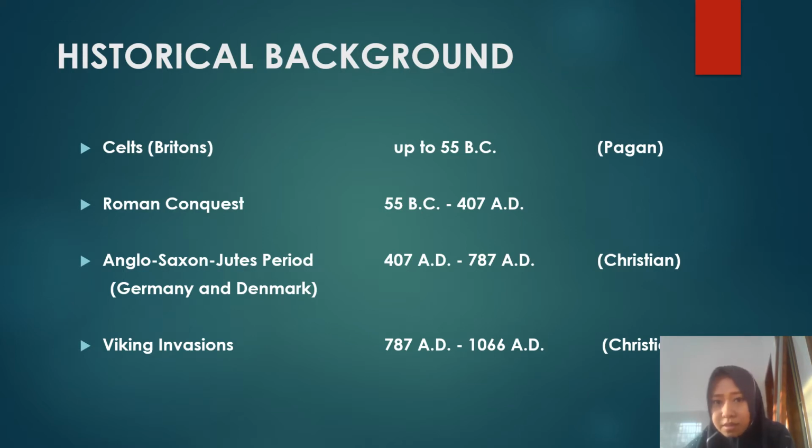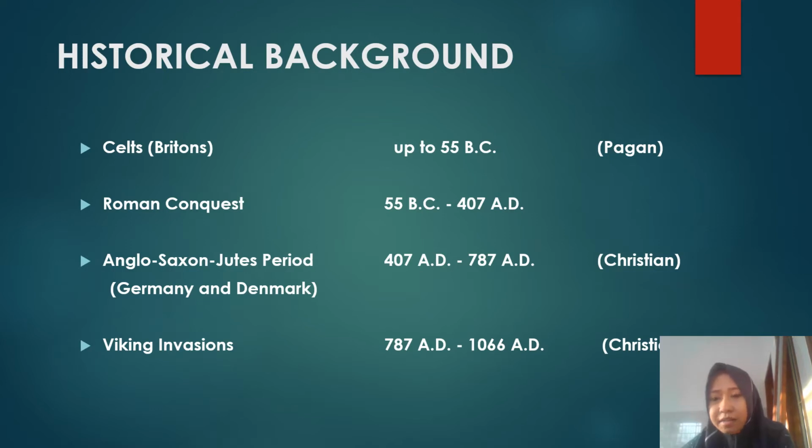They are called the Britons, yeah. They do not have any religion because they are pagan, yeah. And then after the settlement of the Celt tribes, the Romans came to invade the earlier settlement. And then after that, the Anglo-Saxons and Jutes, who are from Germany and Denmark, came to replace the settlement of the Roman conquest. Okay, and this is when Christianity came and replaced paganism.